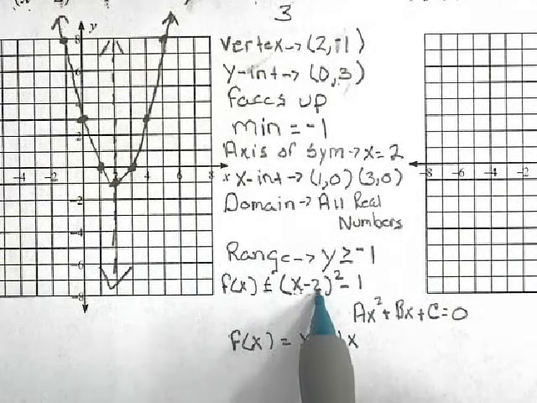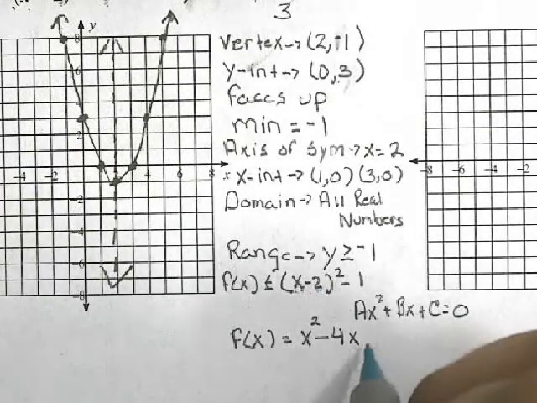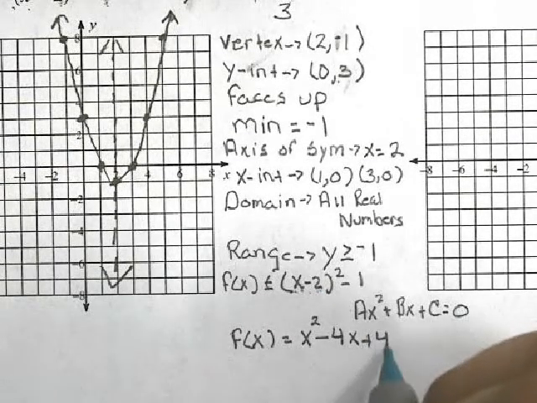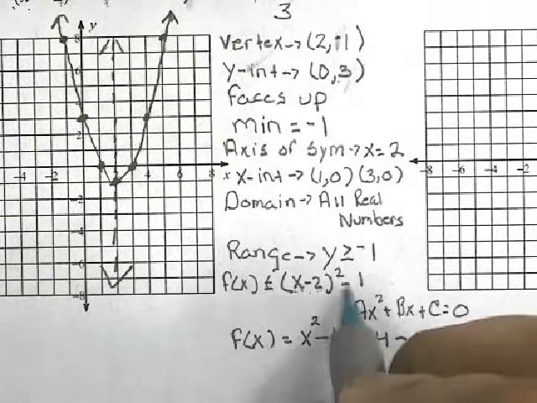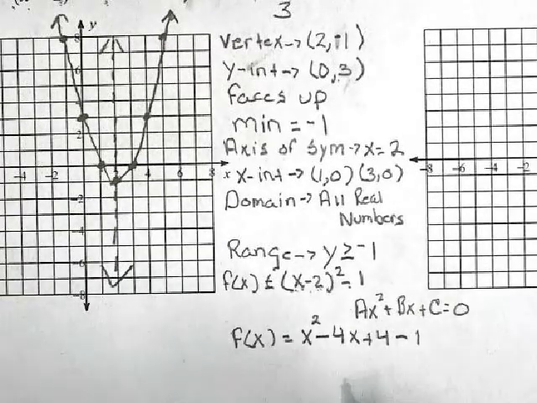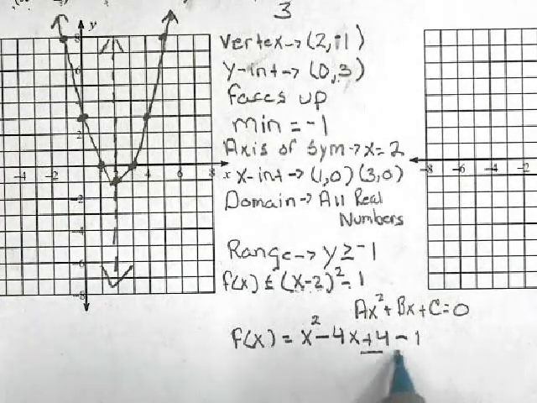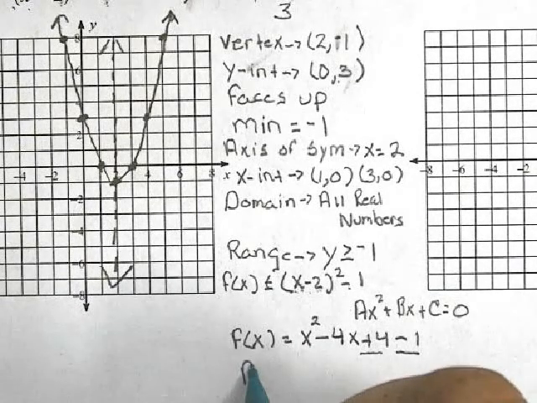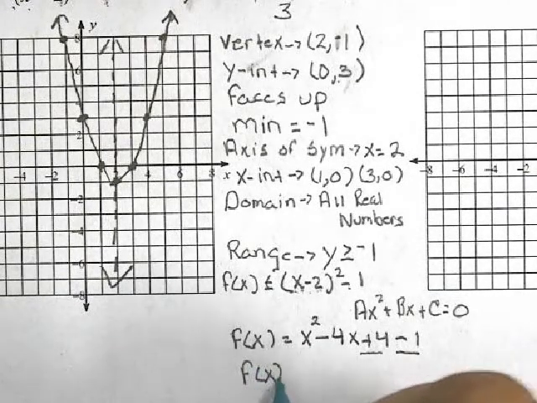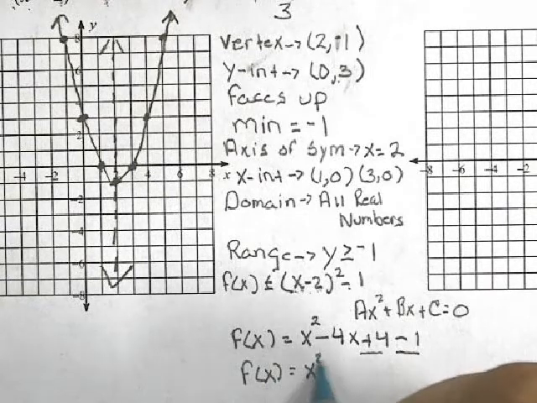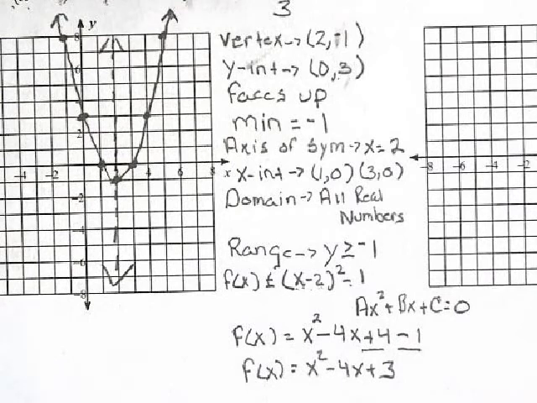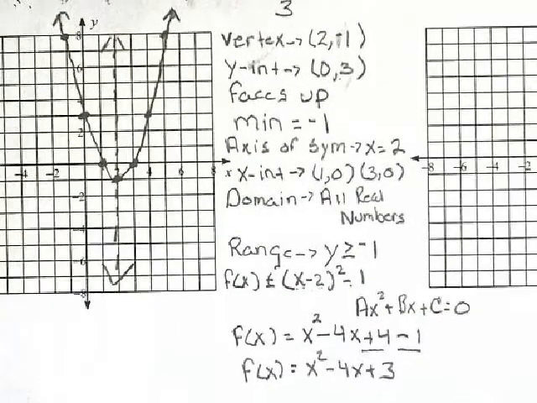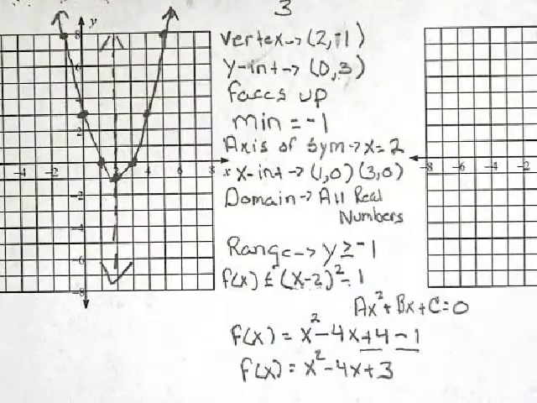Now, square the last term. That's just -2 times -2 is +4. Now, -1. Can't forget that. So, 4 minus 1 is 3. So for us to get in standard form, it's f of x is equal to x squared minus 4x plus 3. That's one graph right there. Okay.